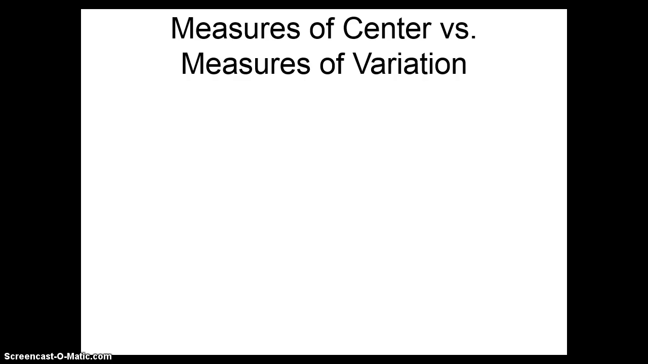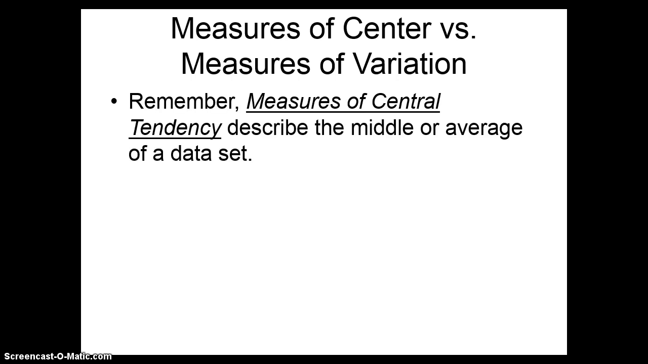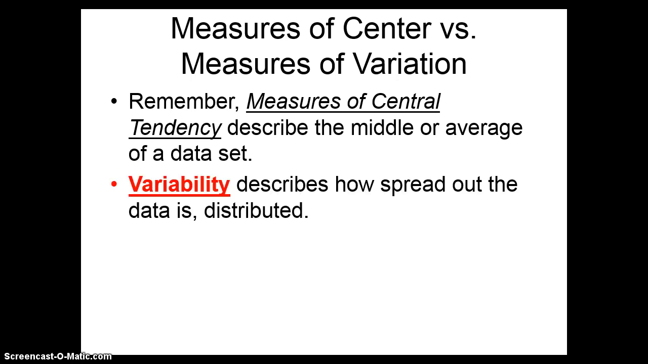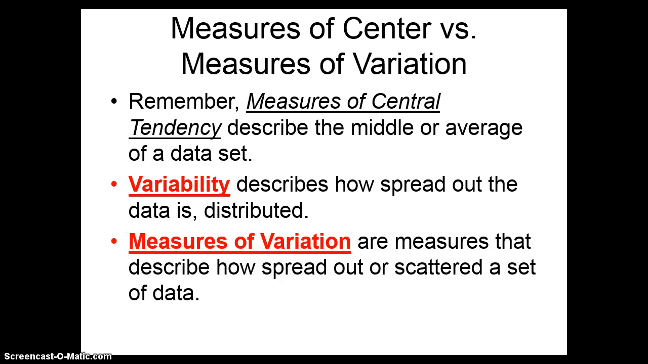Let's begin by reviewing measures of center and comparing them to measures of variation. Remember, measures of central tendency describe the middle or average of a data set. Now, to begin discussing measures of variation, we first need to define variability. And variability describes how spread out the data is or how it is distributed. So measures of variation are measures that describe how spread out or scattered a set of data might be.